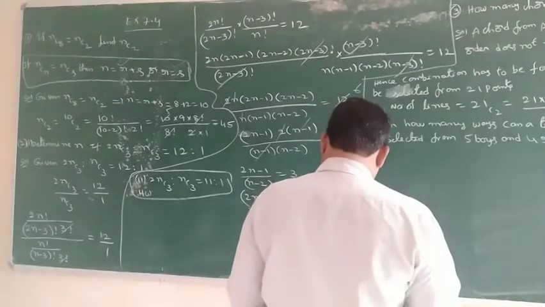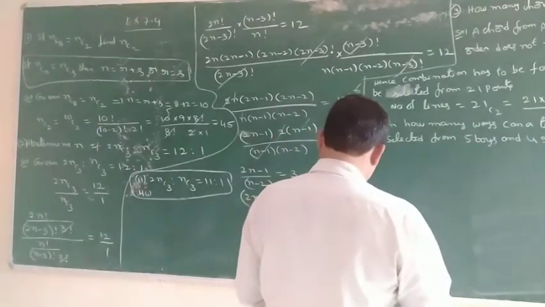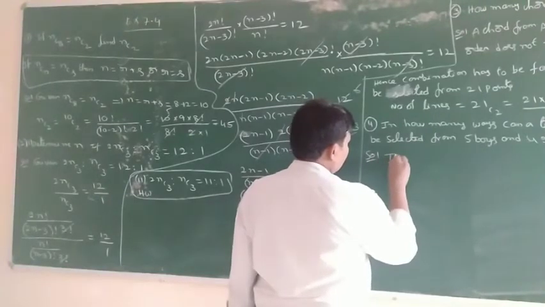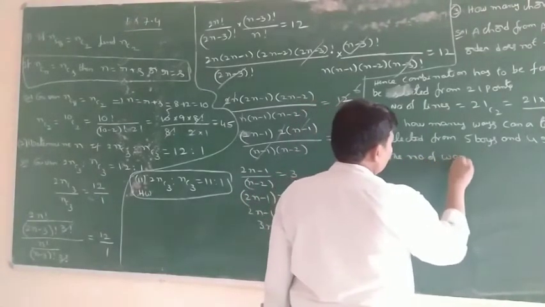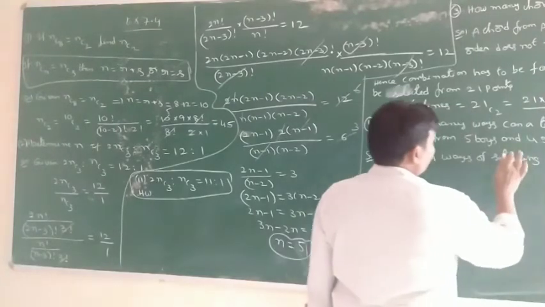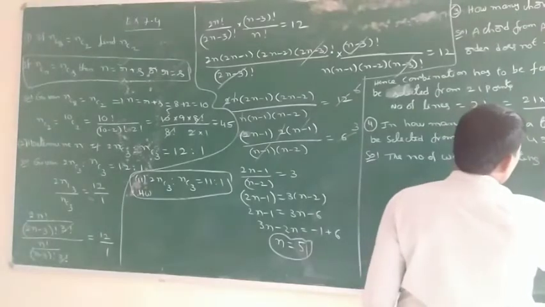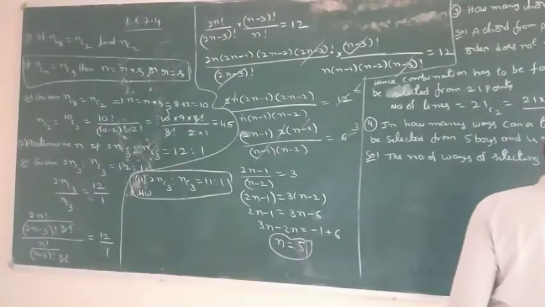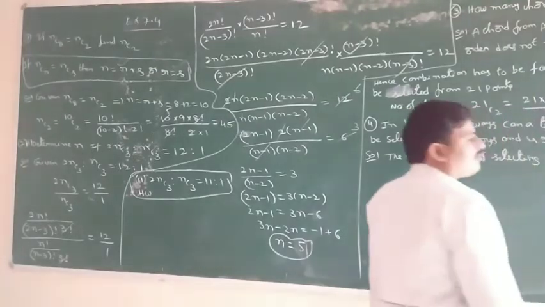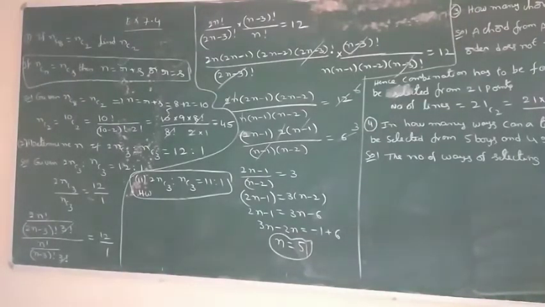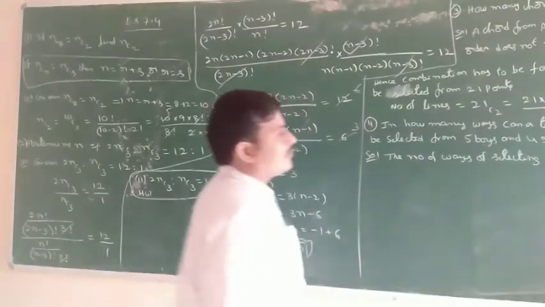So first, the number of ways of selecting 3 boys from 5 boys is 5C3. 5C3 is equal to 5 factorial by 2 factorial into 3 factorial. 5 into 4 is 20, by 2 equals 10.